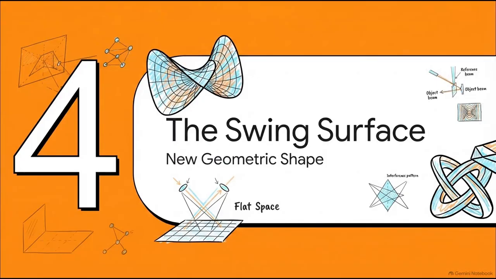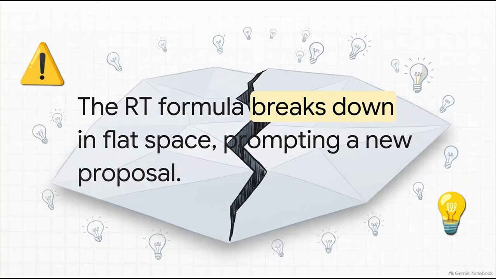That takes us to Section 4, the swing surface, a new geometric shape. Remember that standard Ryu-Takayanagi formula we talked about earlier? Well, since it completely shatters when we move into flat space, researchers really had to adapt. Enter the Bagchi-Grumiller proposal. This provides a completely new mathematical formula to calculate entanglement entropy, specifically tailored for this infinite-dimensional BMS field theory out there on null infinity.